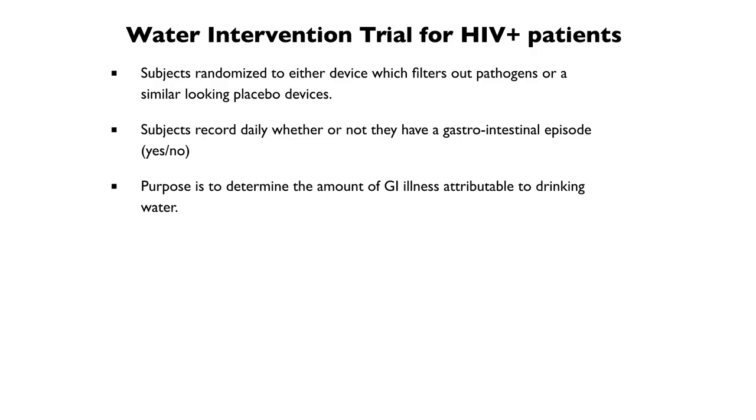And again, people didn't record every day. There's different numbers of observations per person. And so we want to look at the amount of GI illness attributable to drinking water. Again, just to remind you, this was a type of study that was very popular for a while that was trying to get the burden of disease caused by drinking water with pathogens in it. This was in San Francisco, which has actually pretty clean water. The source water is pretty clean.